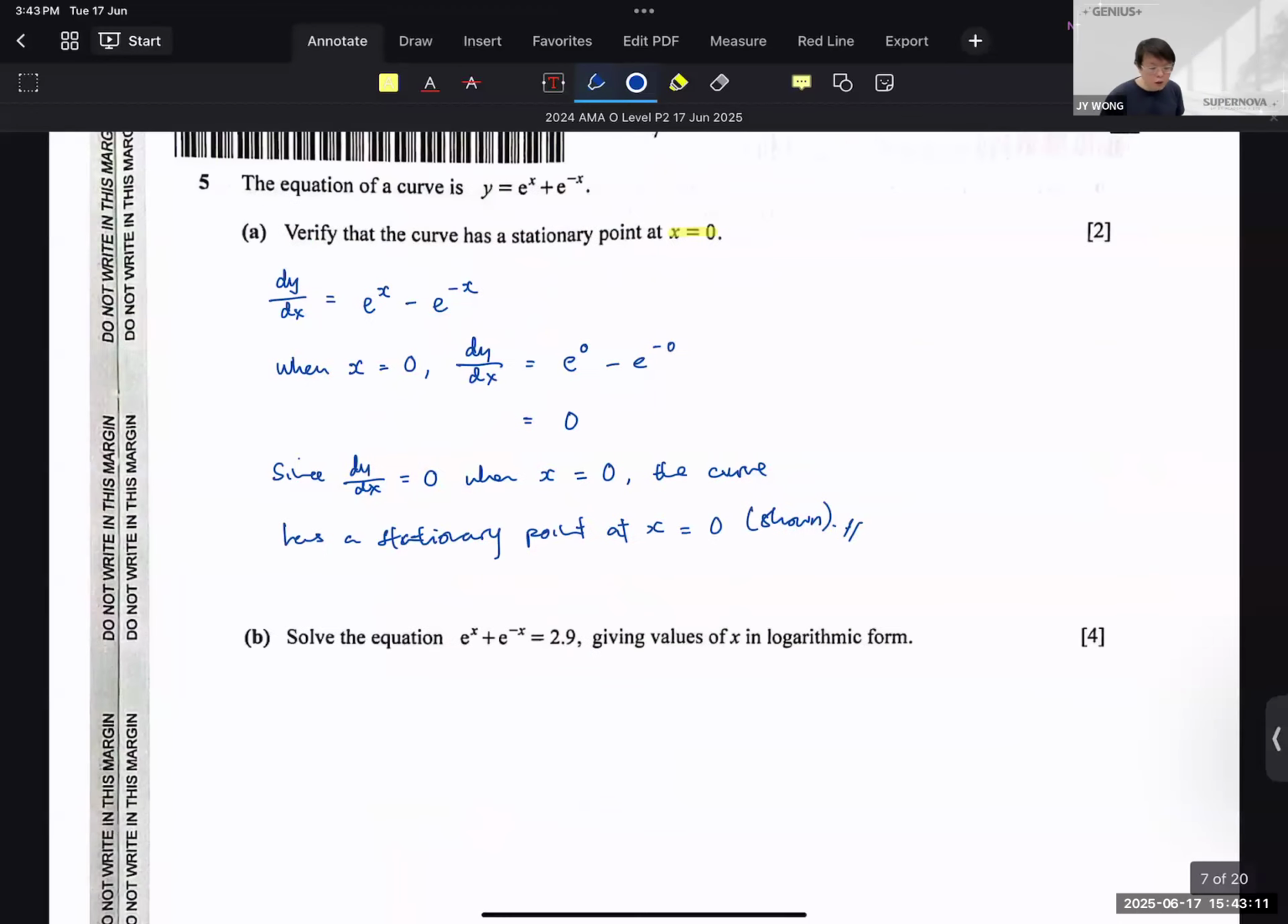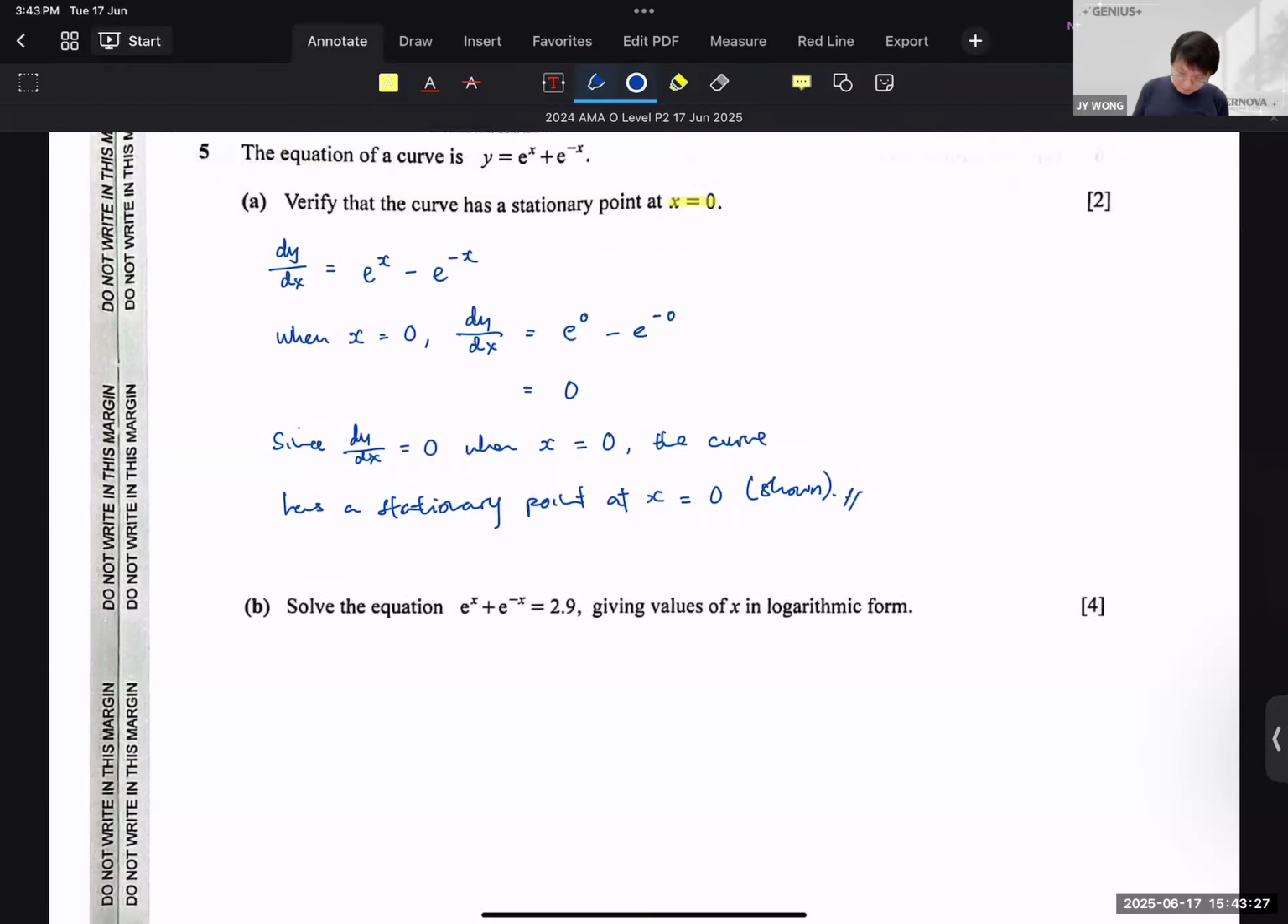2 marks. Solve the equation e to the power x plus e to the power negative x equals 2.9, giving the values of x in logarithmic form.